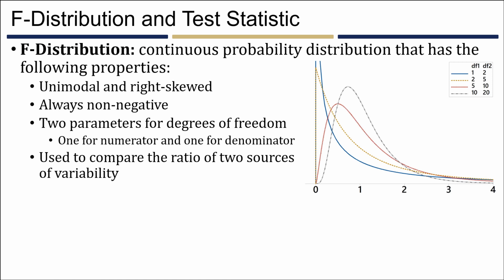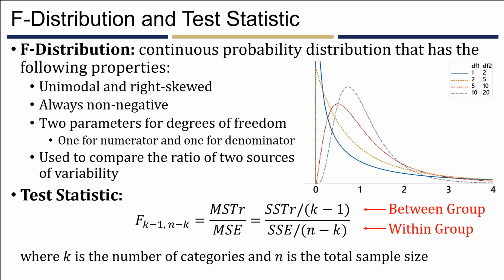We have between group variability and we have within group variability. So our test statistic is going to follow an F distribution with k minus 1 degrees of freedom in the numerator and n minus k degrees of freedom in the denominator. It's calculated by taking the ratio of our between group variation and the within group variation.